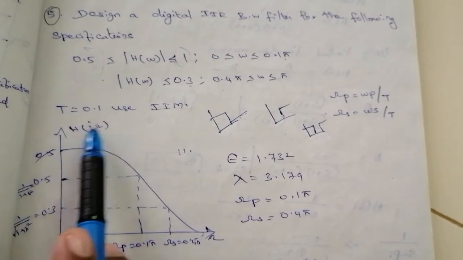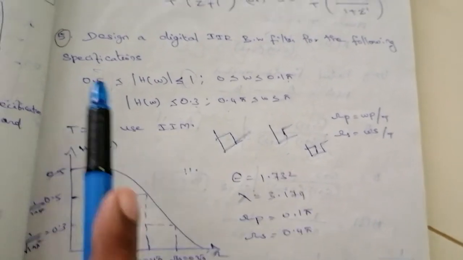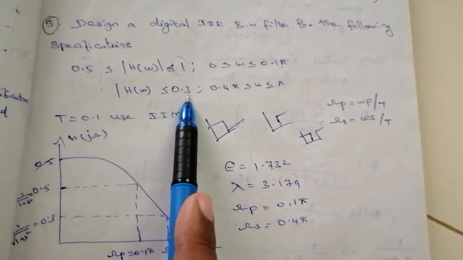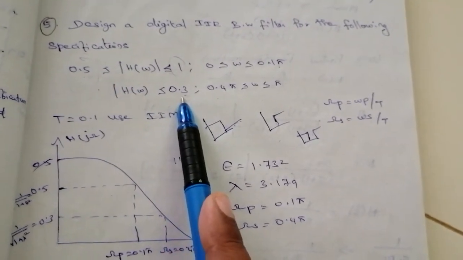So already we have seen in a previous video, this 0.5 is nothing but 1 divided by root of 1 plus epsilon squared. 0.3 is nothing but 1 divided by root of 1 plus lambda squared.